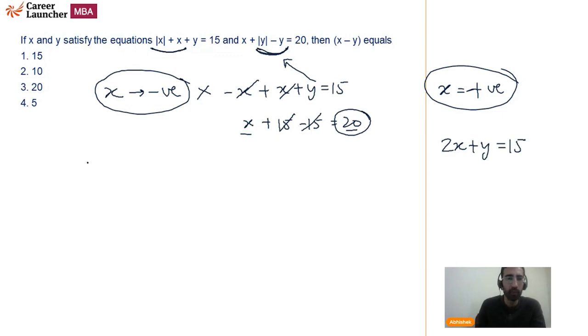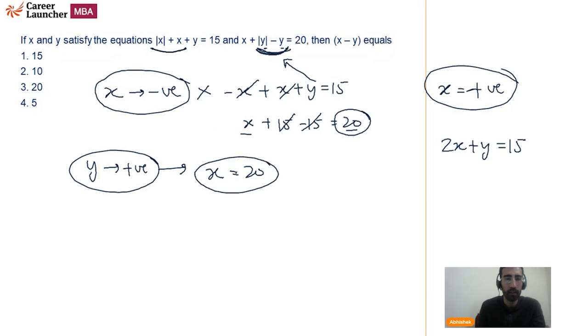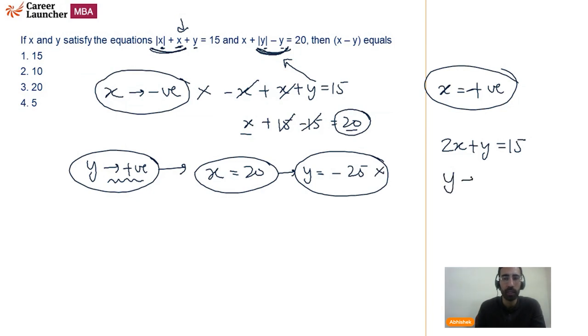What next? What if y is positive? Let's assume that y is positive, and then we'll see if this works out. If y is positive, then mod y is y, so this cancels out. At y positive, x comes out to be 20. Does it work? Let's check. If x is 20, we'll put it here. 20 plus 20 is 40. y will come out to be 15 minus 40. When x equal to 20 is put in here, y comes out to be minus 25. Now that's not possible. We started our equations by assuming y is positive. We ended up getting y is minus 25. Not possible. And thus y cannot be positive. y must be negative.